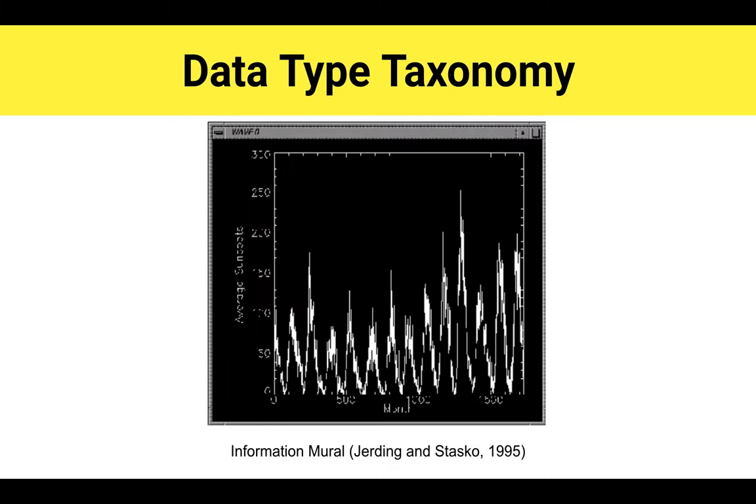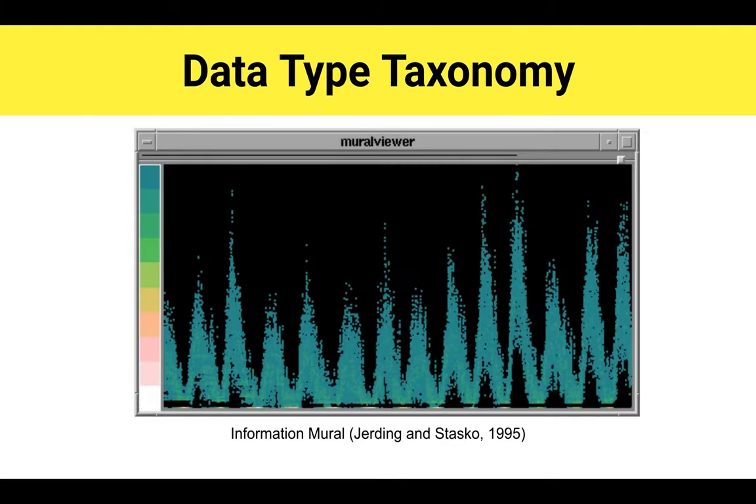In 1995, the information mural was developed to show one-dimensional data, in this case, the number of daily sunspot observations over time. Here, the average monthly sunspots are plotted on a line chart. The information mural does not require aggregation, as it plots all daily observations with varying hue to encode density. Here, the periodicity of the observations is present, along with the frequency variations, within the full dataset.